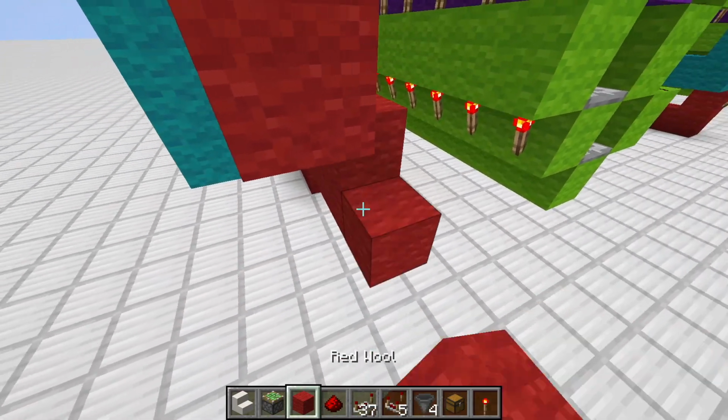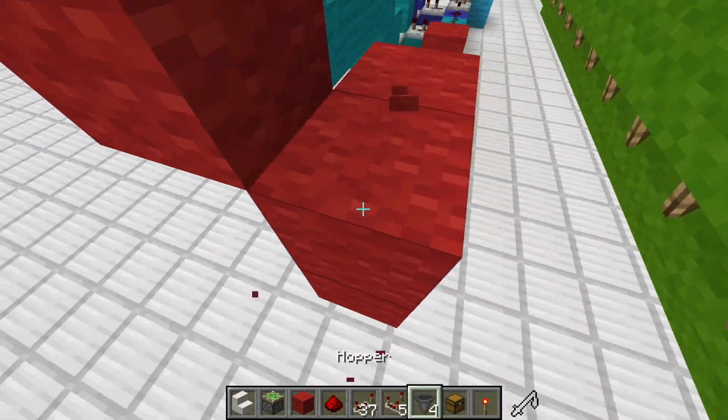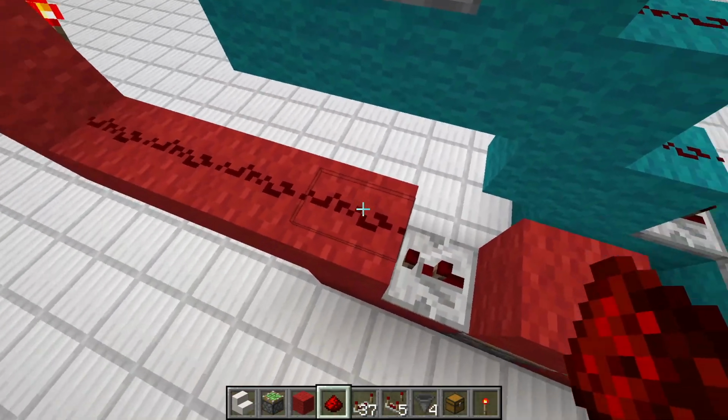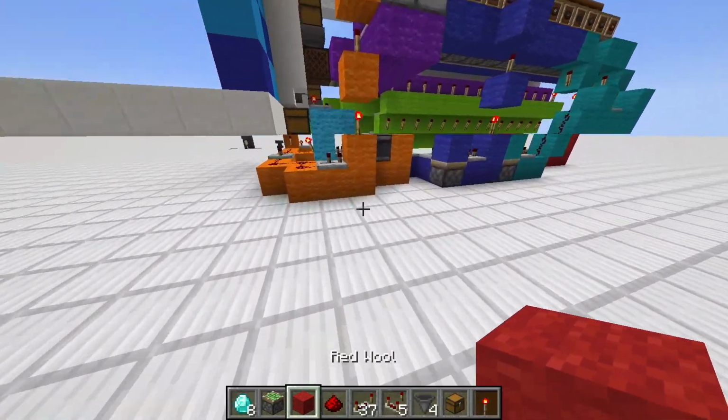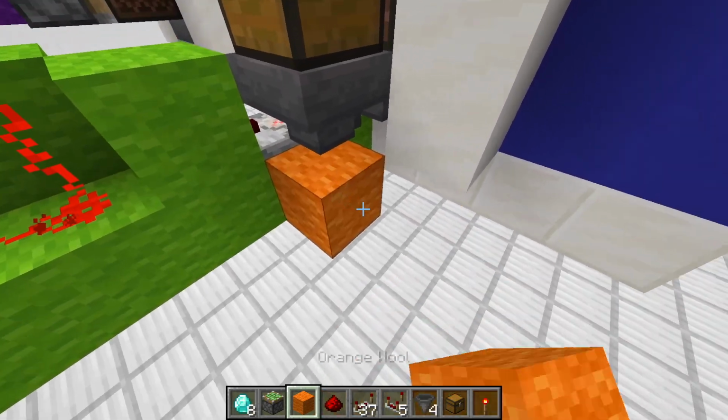I can do that like that. It's much easier and much cleaner. And then place in here some redstone. Great. Now it's just time to add in the orange circuit for the reset purposes.